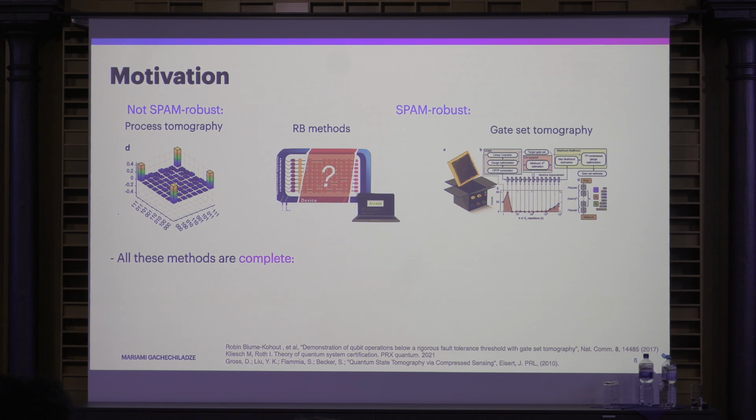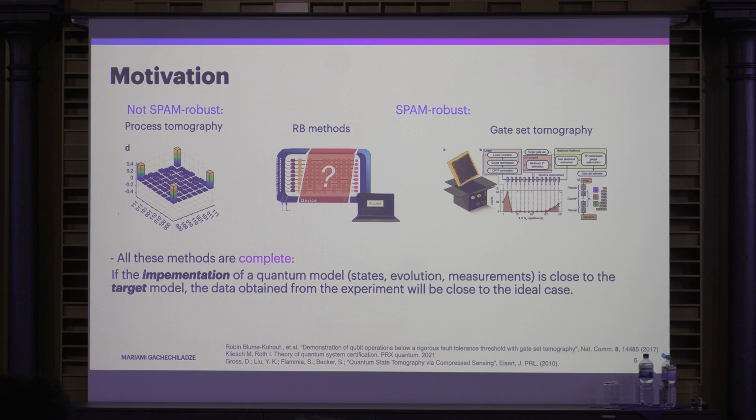And all these methods are complete. What completeness means is that if the implementation of a quantum model, states, evolution, and measurement, is close to the target model, what you wanted to implement, the data obtained from the experiment will be close to your desired data. That's something that you expect. If you made something correctly in the experiment, then you should get correct answers. But how about the other way around? And that's where the soundness, the first word in my title, comes in.